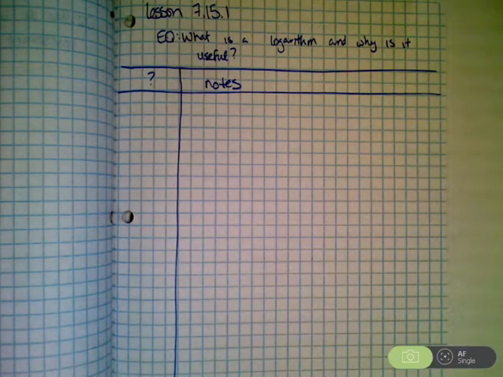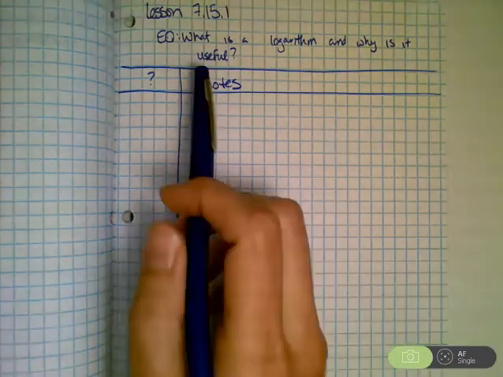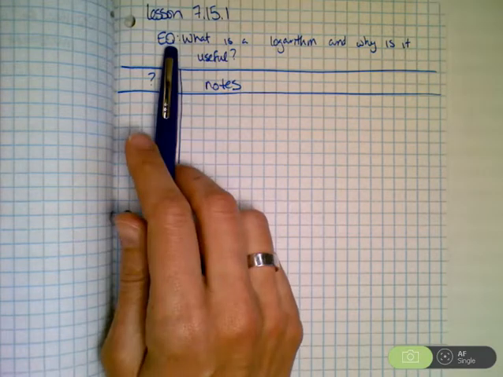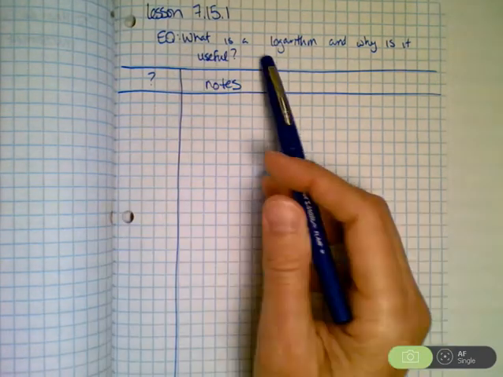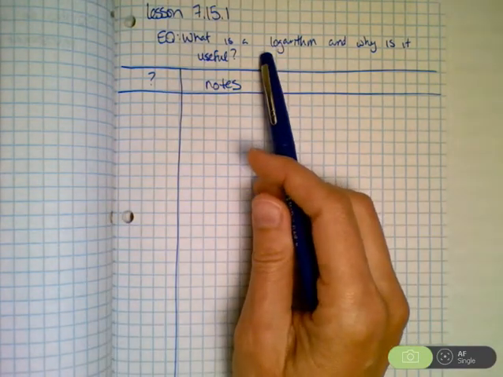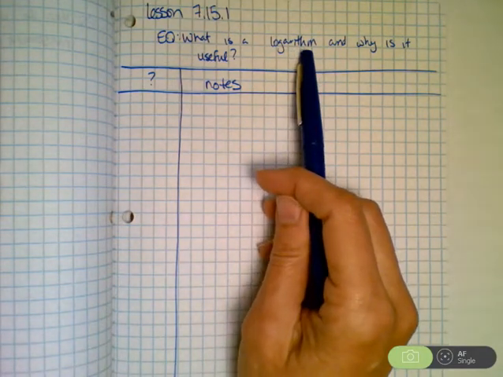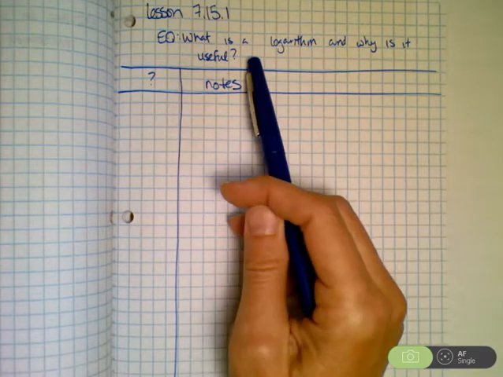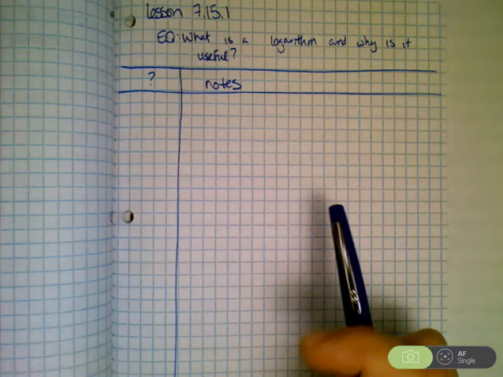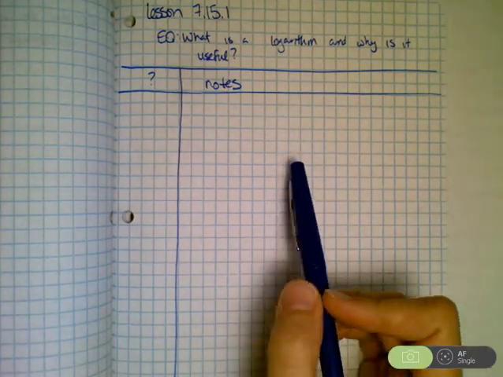Today we're going to start looking at logarithms. This is lesson 7.15.1 and our essential question is, what is a logarithm, and why is it useful? So this is a whole new operation that you're learning. But I think by the end of the next few days, you'll understand why it's useful.